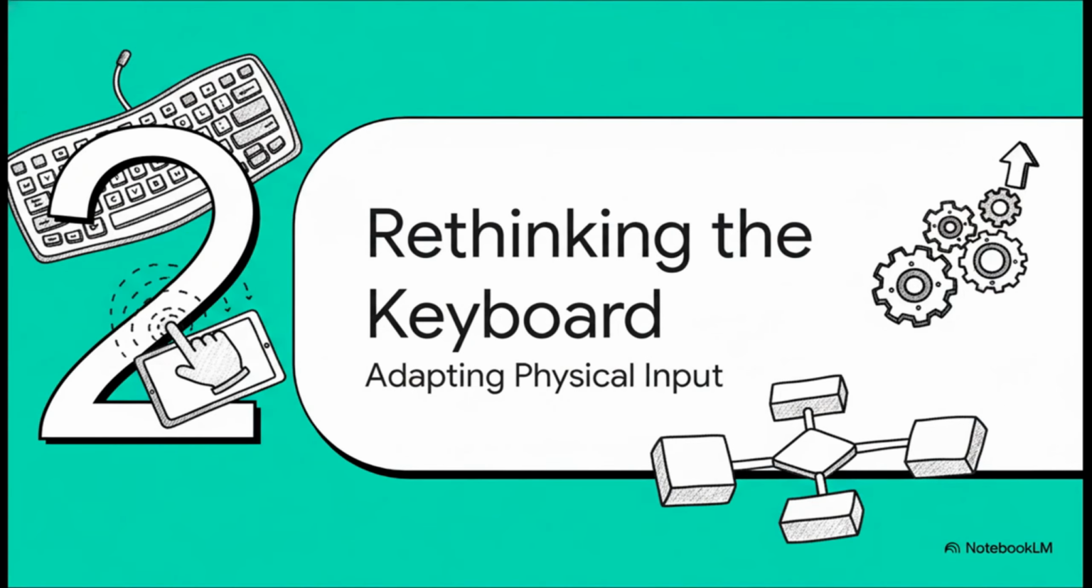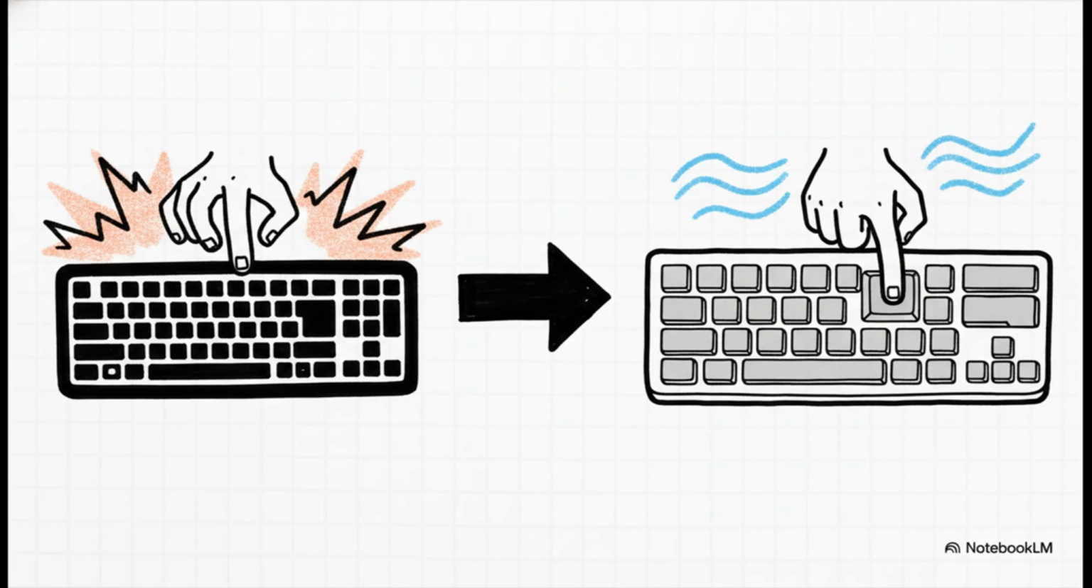Okay, so we've talked about navigating without sight. But what if the real challenge is the physical interaction itself? Let's explore how we can adapt to the most common input device we all use, the keyboard. For users with mobility issues that affect their hands or fingers, a standard keyboard can be a pretty big hurdle.